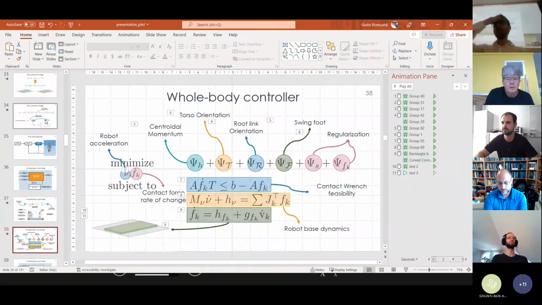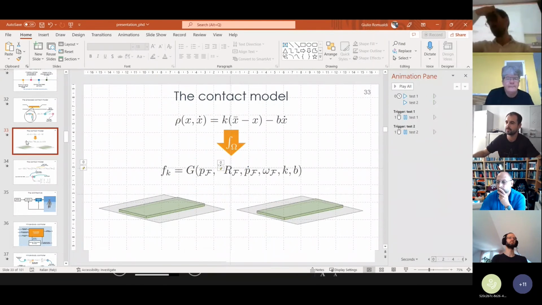So actually, in theory, it's possible, because if we assume that we don't want to close the loop on the contact forces, we can go one degree of derivative lower. In this case, instead of having the acceleration here, we will have the velocity. And here, instead of having the contact force rate of change, we will have the force directly. One of the main problems here is that the force depends non-linearly on the velocity of the foot. So this means that it is a bit more complex.